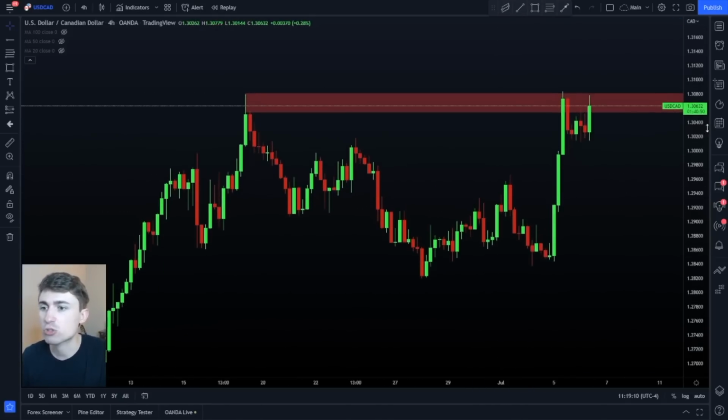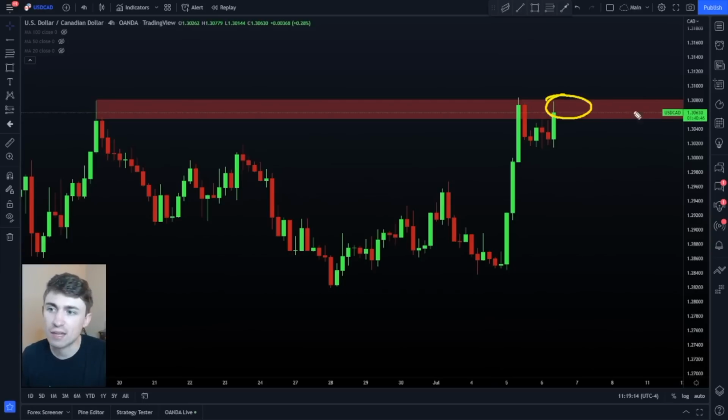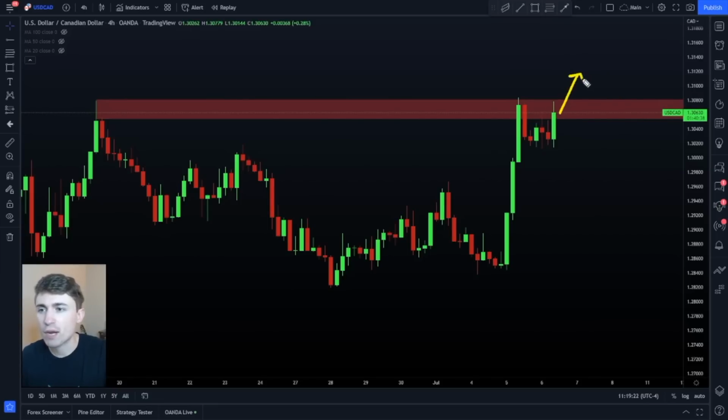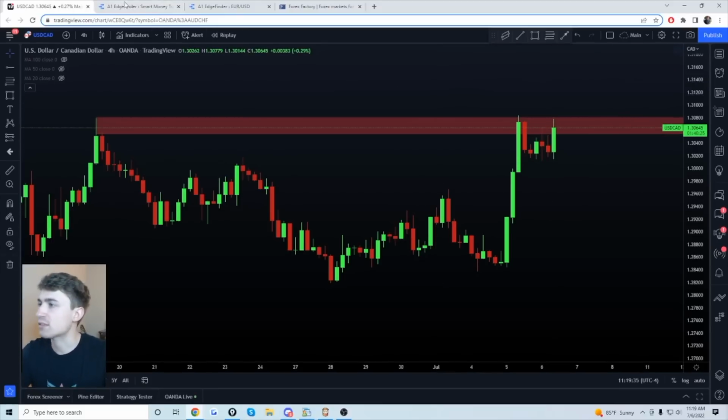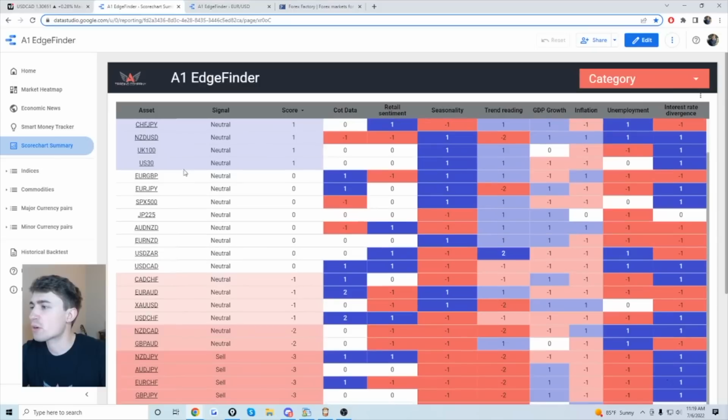I wouldn't be looking to short this. In fact, I would be looking to buy at this level if we see a break and retest opportunity along the Federal Reserve meeting minutes. So if we see a big break, if we see something said that's very hawkish, very strong for the US dollar, any sort of pullback on the USDCAD could be a bullish scenario for me until further notice. Let's see what the Edge Finder has to say in terms of the score chart summary. And then I want to show you guys something else.